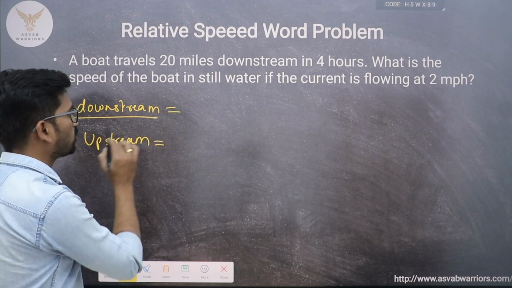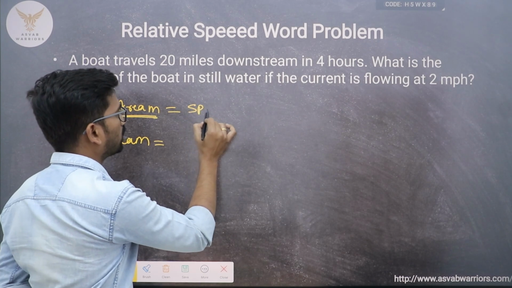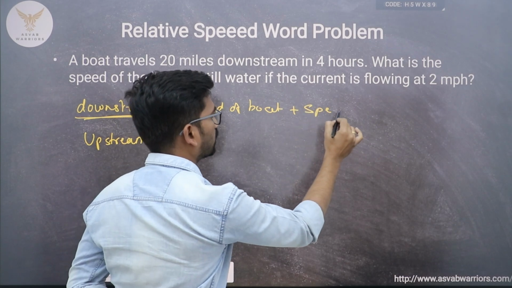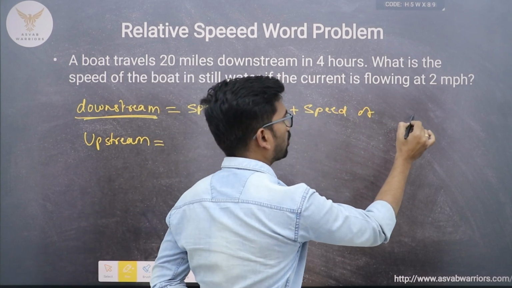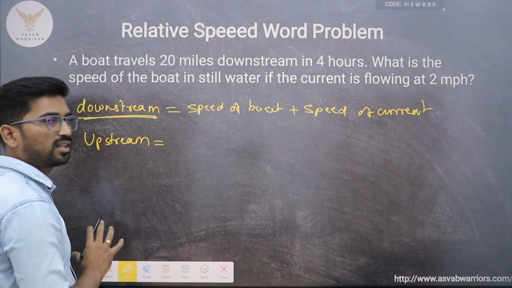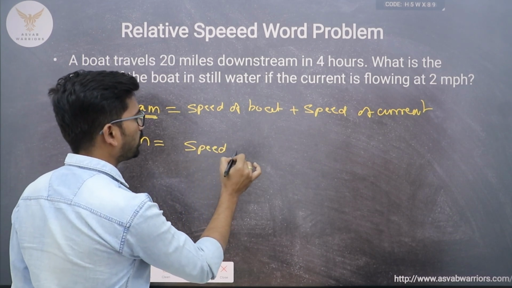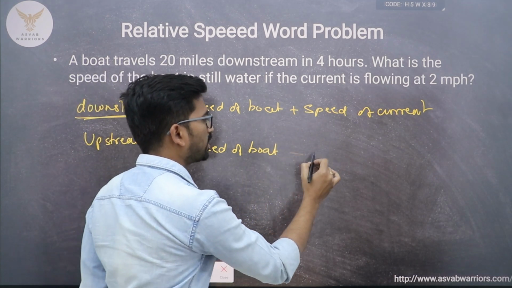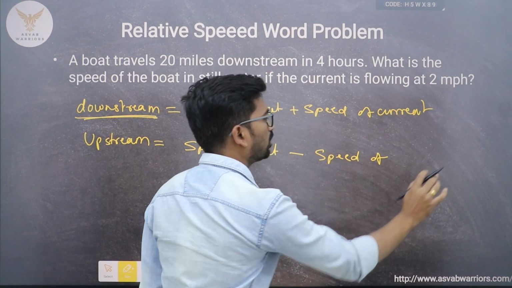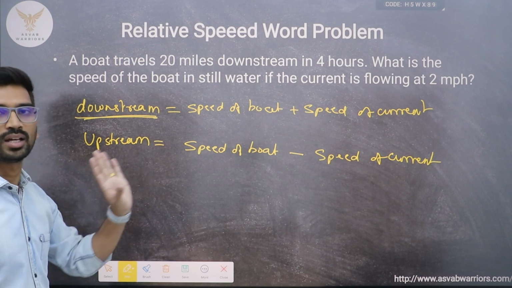When the word downstream is used, we have to take the relative speed by adding the speed of boat to the speed of current. This will be the relative speed in the case of downstream, and in the case of upstream, we will have to subtract the speed of current from the speed of boat. This will be the formula for relative speed in case of boat and current.